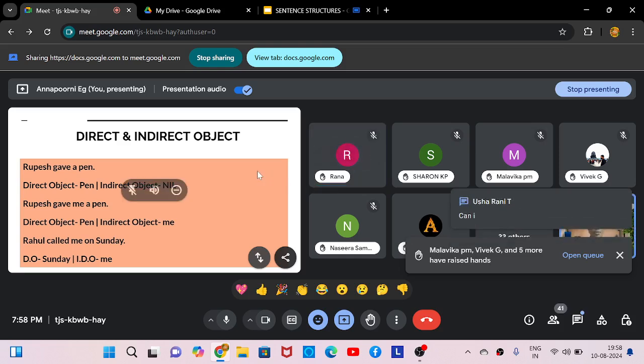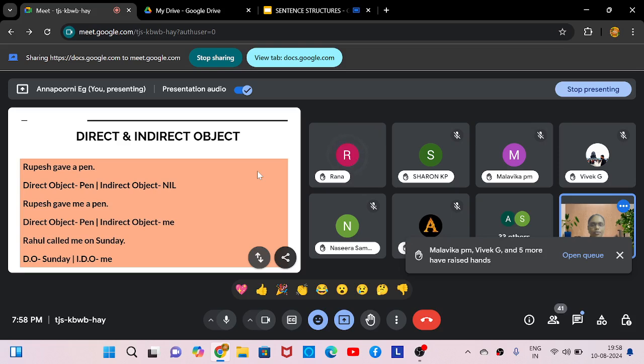Okay. Rana, may I know your real name? Rana Ashraf. Okay. Where are you from? Malappuram. Okay, Rana. Fine. Yes, next is Usha Rani.